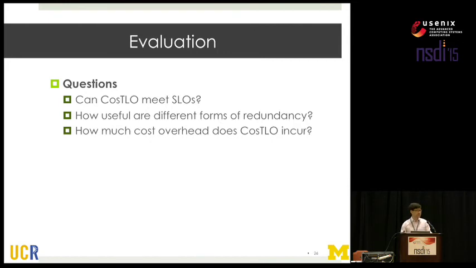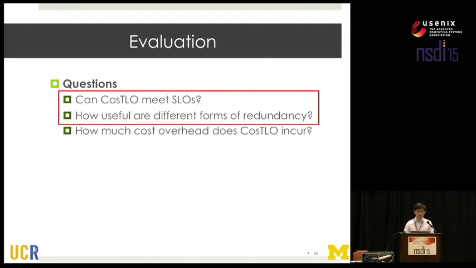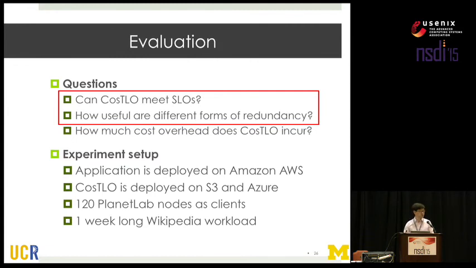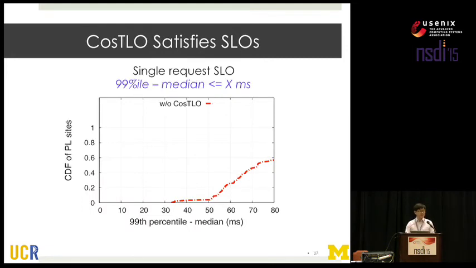The experiment setup is as follows. The application is deployed on Amazon AWS, and CosTLO is deployed on S3 and Azure. We use 120 Platinum nodes as clients, and we use a 1 week-long Wikipedia workload to compute cost. The first result shows that CosTLO can indeed satisfy SLOs. In this evaluation, we use CosTLO to bound a single request latency variance, and we set the SLO as the 99th percentile latency should be less than X milliseconds away from the median latency.